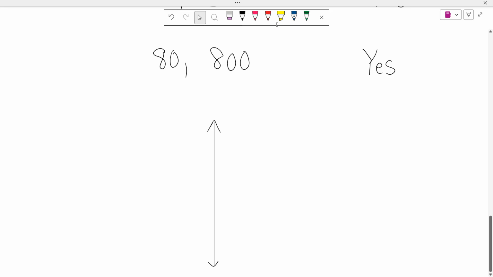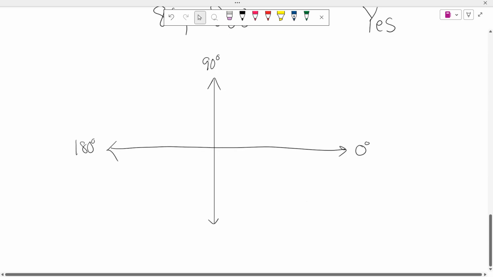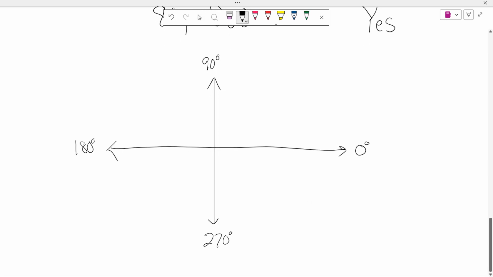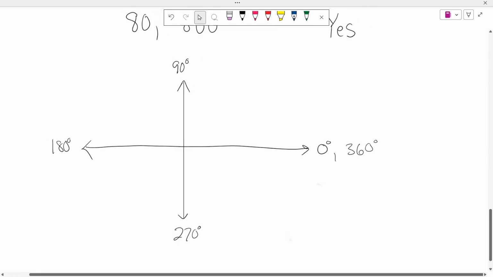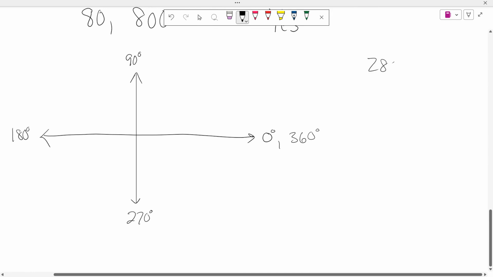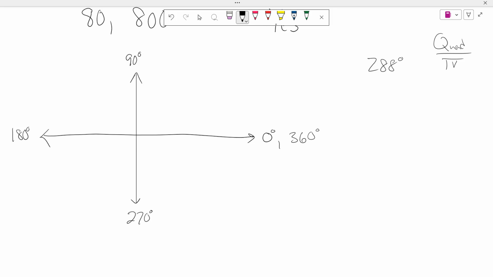One more concept to know, and then we'll have our first assignment. This is 0 degrees. This is 90 degrees. What's this over to the left? 180. How about at the bottom? 270. Then over here is 360. So if I have an angle that's 288 degrees, what quadrant am I in? I'm in the fourth quadrant.